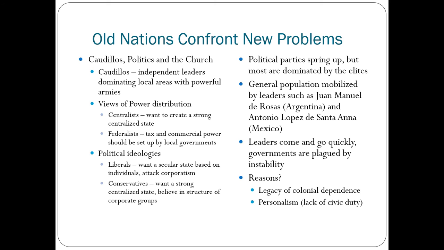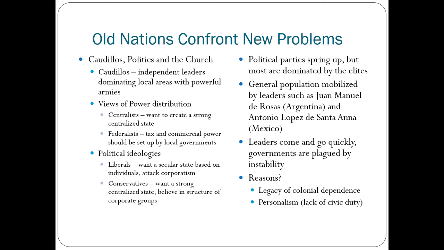There will be some mobilization of the general population, some very charismatic leaders that will rally the people like Juan Manuel de Rosas in Argentina and Santa Anna in Mexico. But overall, what you're going to see during this period is that leaders will come and go very quickly. Governments will be plagued by instability. Why don't you see this in the United States? Well, two reasons. First off, Latin American nations really struggled to get over their legacy of colonial independence. The United States had essentially one failed government, and then we had a very successful constitutional government that is still in place today.